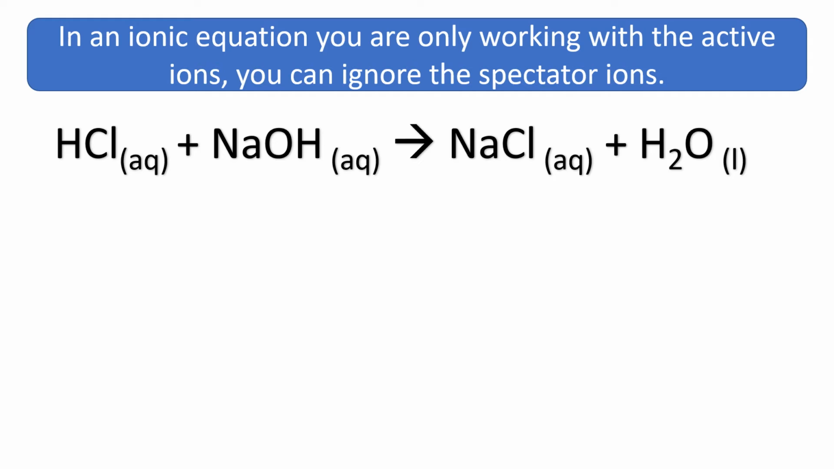Okay, so in an ionic equation, we're only going to be working with the active ions, so we can ignore the spectator ions. Now, that might be a very confusing sentence right now. Let's work through this example and hopefully you'll understand what that means.